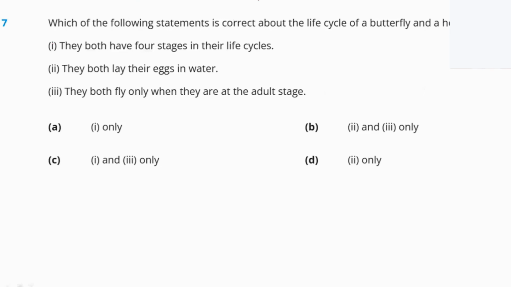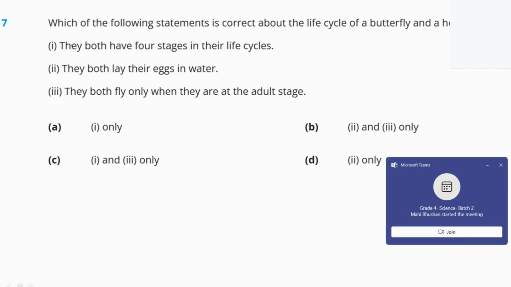Next, which of the following statements is correct about the life cycle of butterfly and housefly? So they both have 4 stages in their life cycle. Yes. They both lay their eggs in water. No. They both fly only when they are at the adult stage. Yes. So which is the correct option?